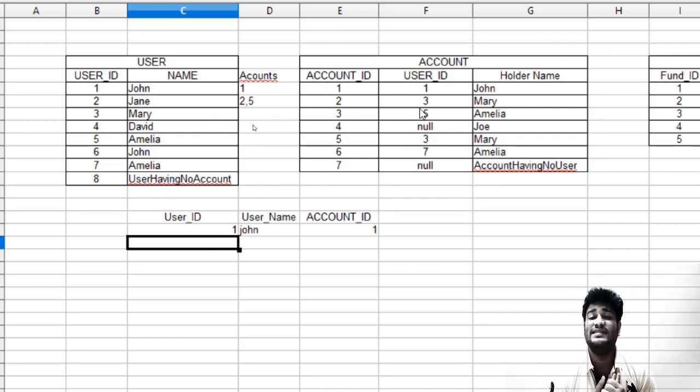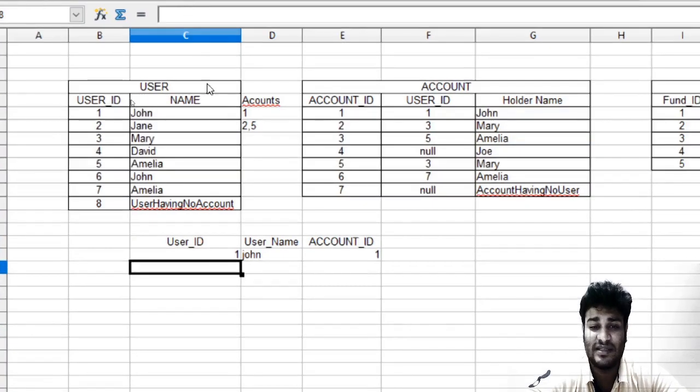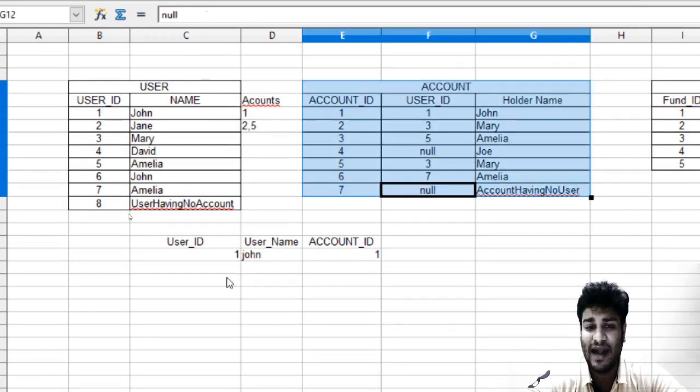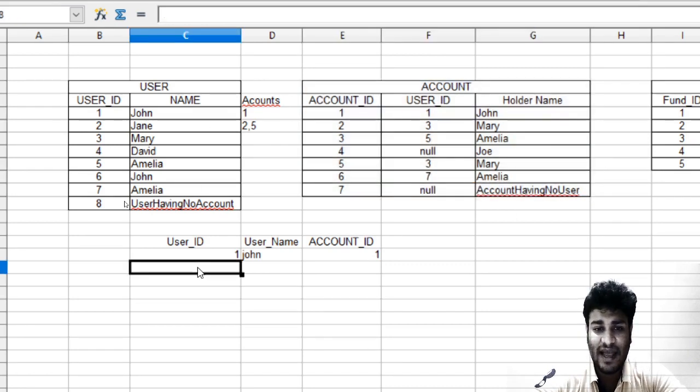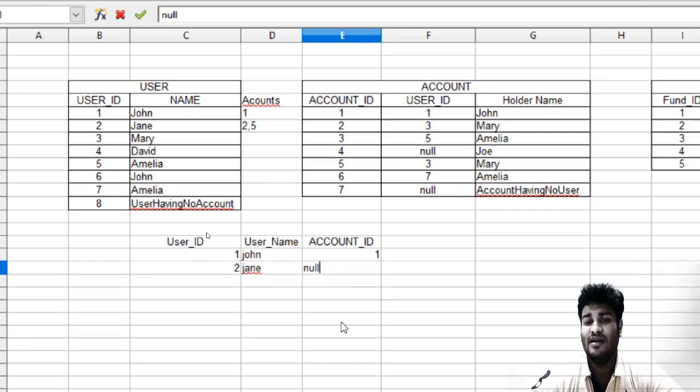Now what is the difference between left join and inner join? Inner join has just the common parts. It means that if the user ID is not present in the account table, that record will not be shown. But if we talk about left join, then if that particular record is not present in the right table, the record is still recorded like this: Jane, and the account ID will be null.